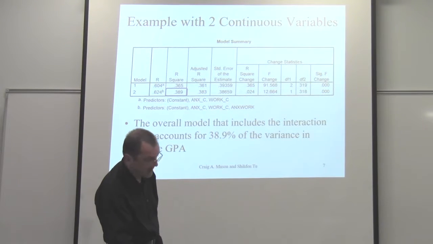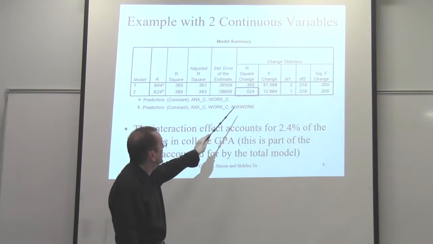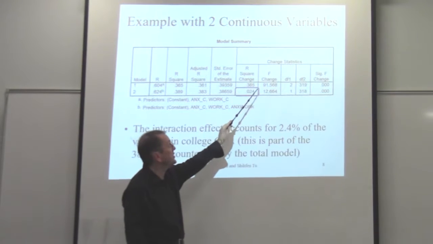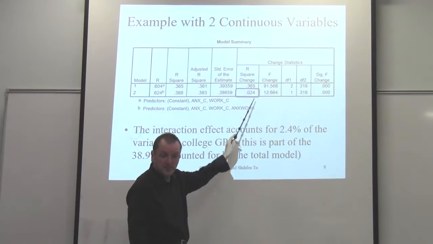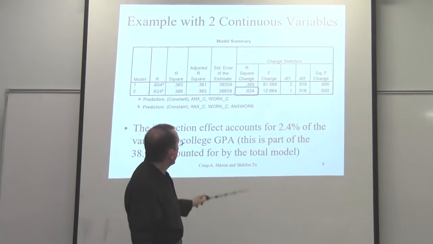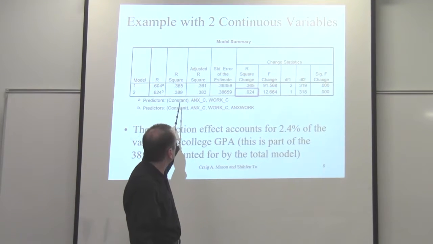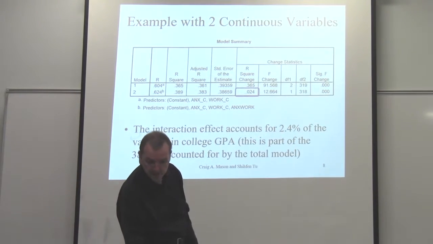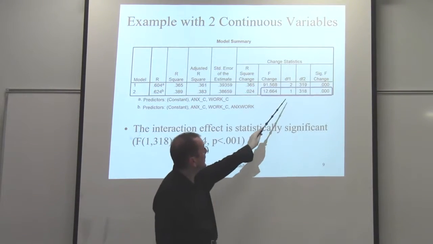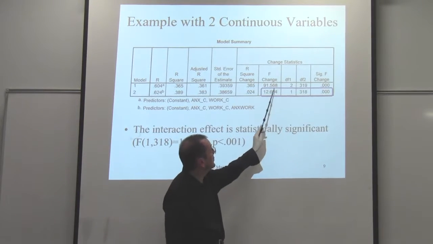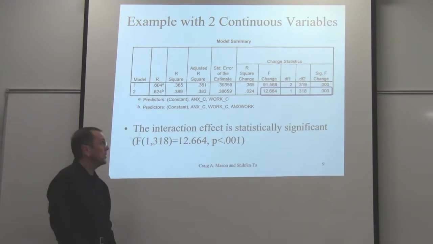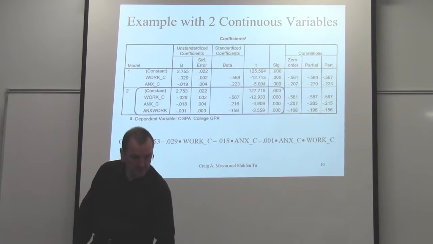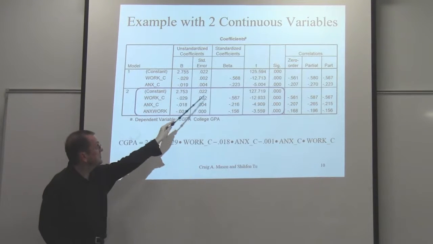If we want to look at the interaction term, the interaction accounted for 2.4% of the variance, over here in the change statistics. So of that 38.9%, 2.4% is related to the interaction, which is significant. With 1 and 318 degrees of freedom, our F change was 12.664, and p is less than 0.001. Here's our regression model.